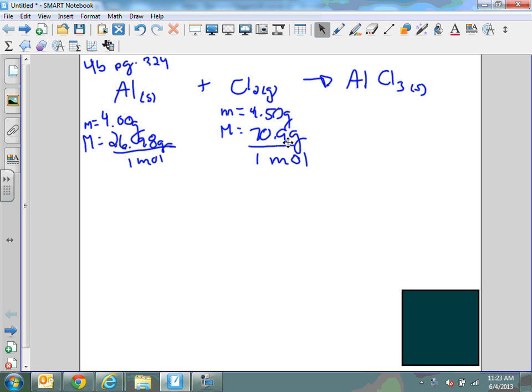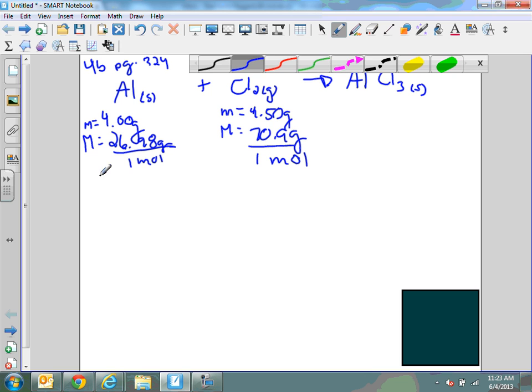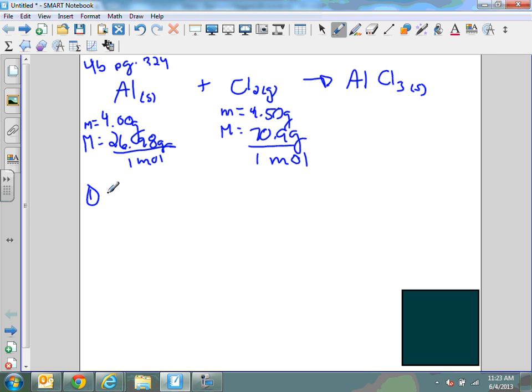So now what I need to do, I don't know which of these is limiting, which is excess. I know the mass of each that's reacting. So if the question's not telling you which reactant is in excess, then we have to figure out which is the limiting, which is the excess. So the first step that you want to do is convert both quantities into moles.